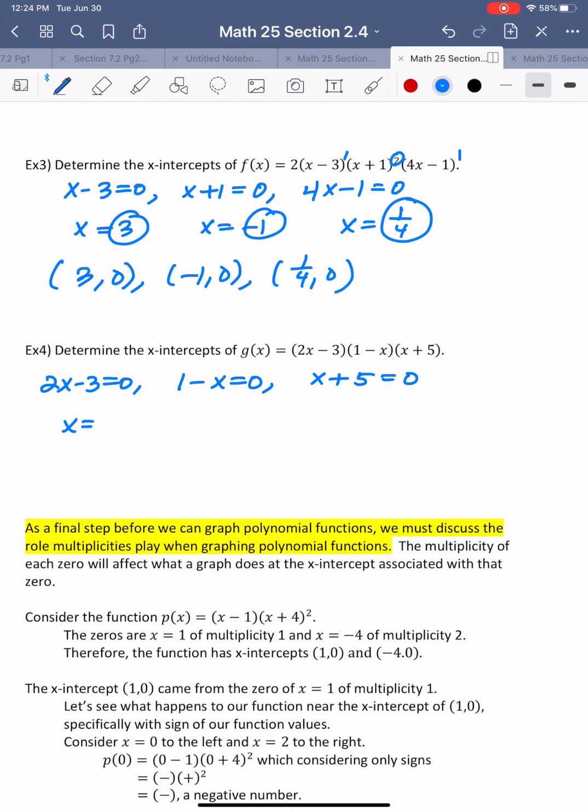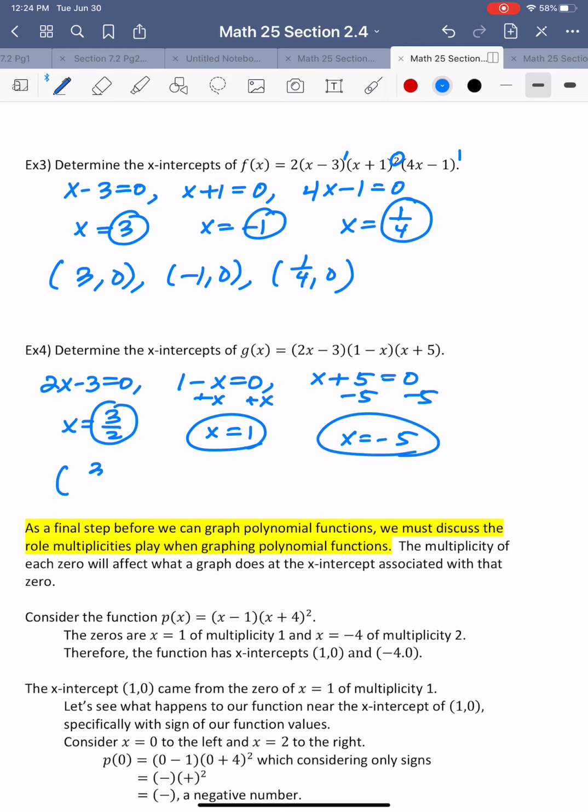So at 3 divided by 2, 3 over 2. Add x to both sides, x equals 1, and then subtract 5, x equals negative 5. So those are the zeros, okay? Now the x-intercepts: 3 over 2, 0; 1, 0; and negative 5, 0.